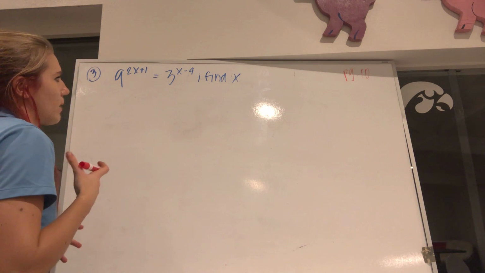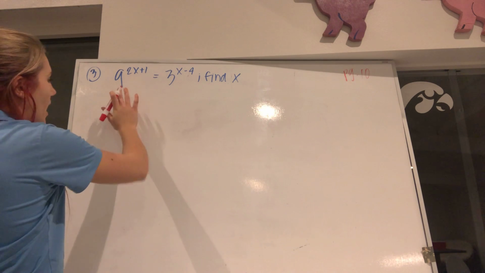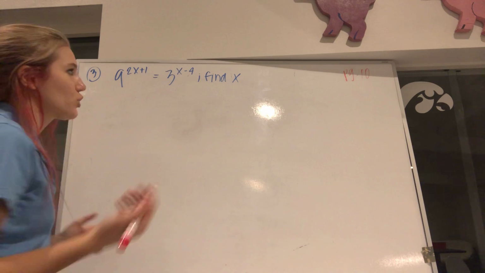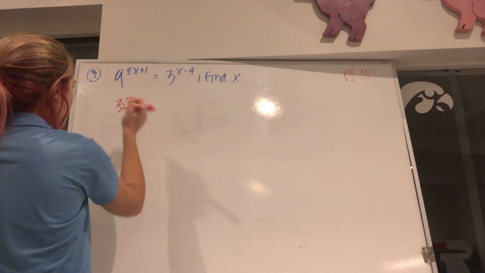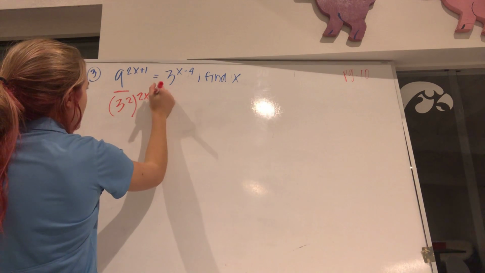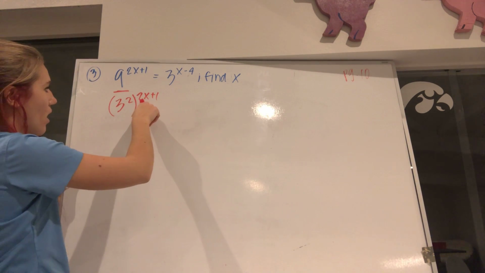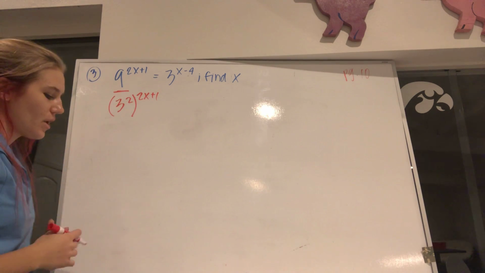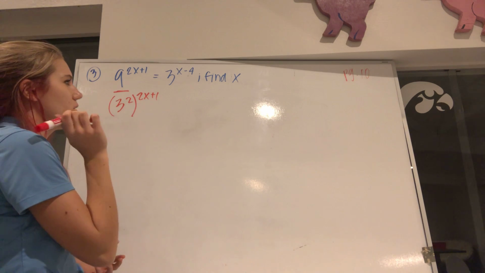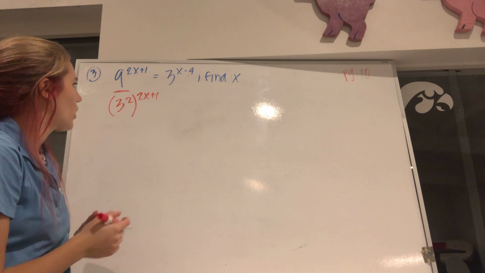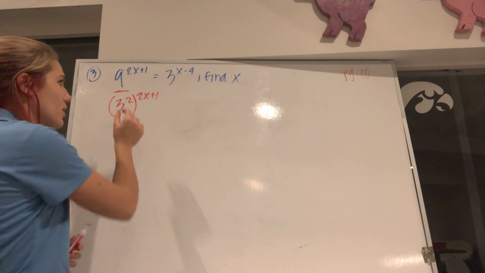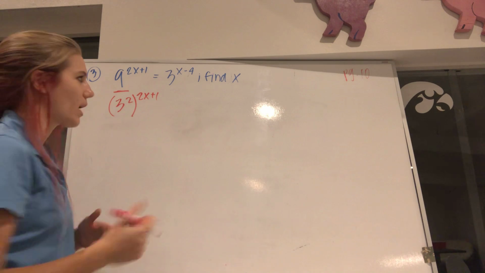This one is pretty easy to see since 9 is a perfect square. It can also be represented as 3 squared, right? So I'm just going to rewrite the 9 as 3 squared, but it's still taken to the power of 2x plus 1. Now, if you think back to our notes, I believe this was rule C, where we have an exponent taken to an exponent. Whenever that happens, we multiply those two exponents together, right?